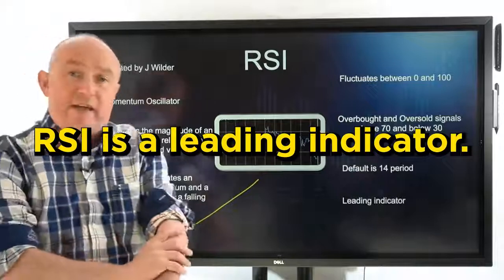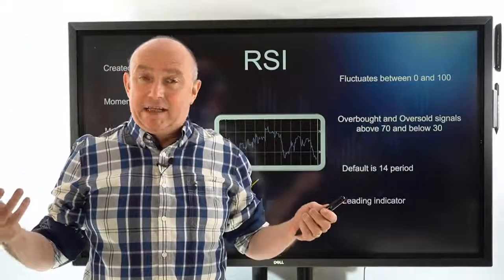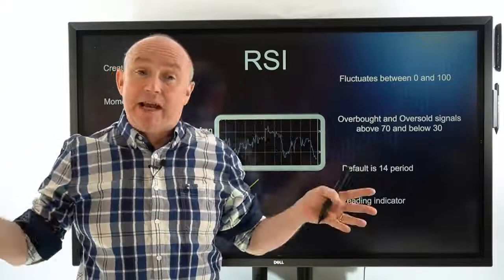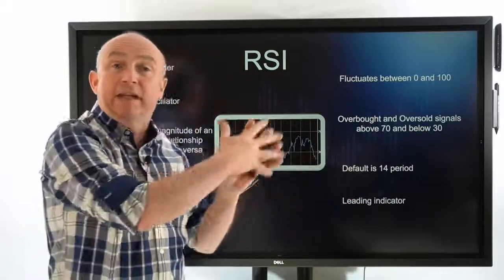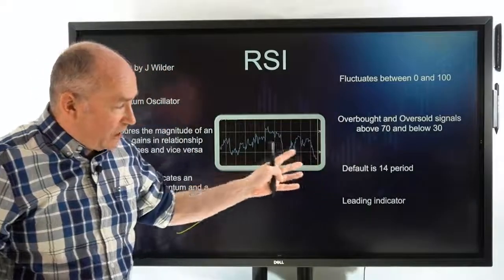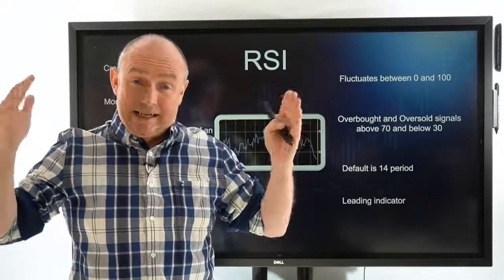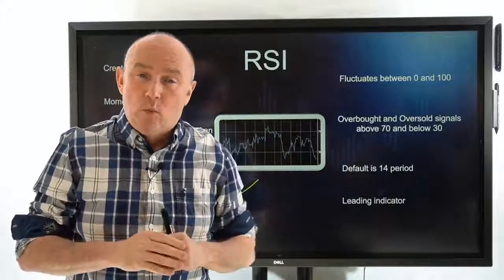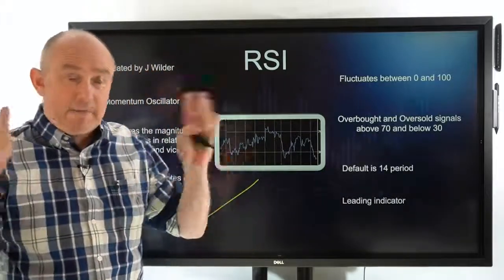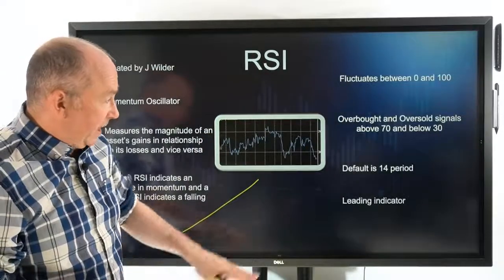A lot of the indicators out there, they are lagging indicators. What do we mean by lagging? Well, basically it means that it lags behind the price. It basically shows you what's happened in the past. Whereas the RSI and most oscillators, they're considered to be leading indicators, basically helping you predict where the prices may go in the future. It doesn't necessarily mean one is better than the other, but it is a leading indicator.